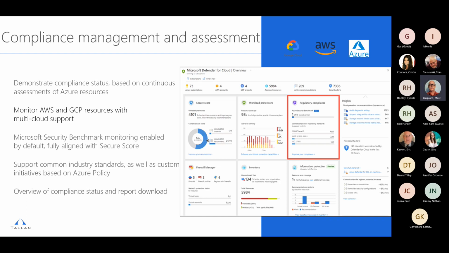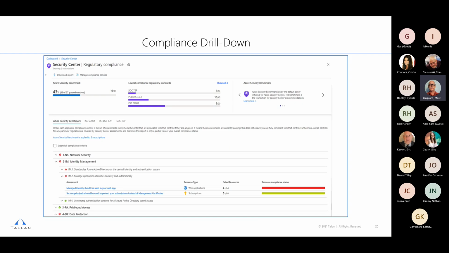Or I could go to Azure Policy and look at it and walk one by one through it, right? Again, I can drill into what I'm not compliant with. So you can see here, managed identity should be used in your web app. So I've got 4 web apps that I haven't configured managed identities for. So I know I need to look at those and create a managed identity.